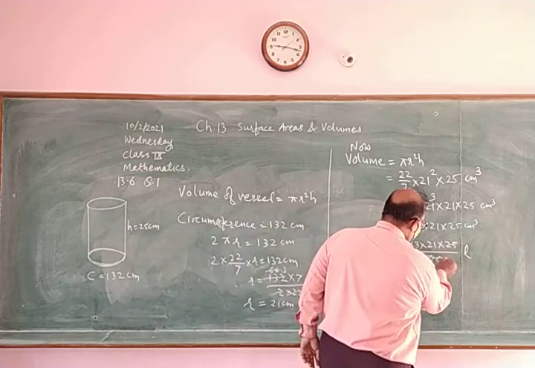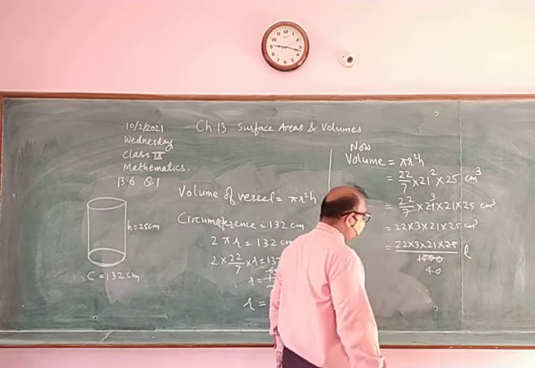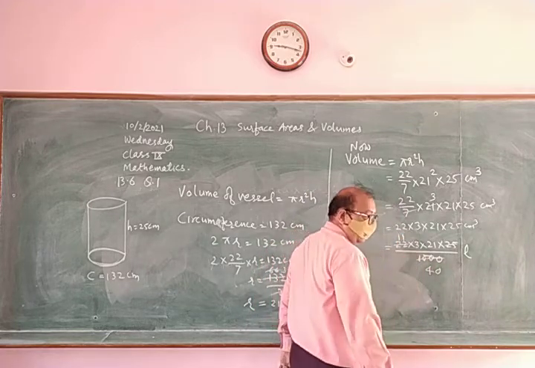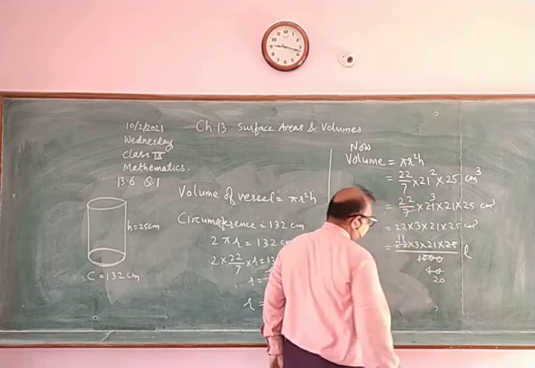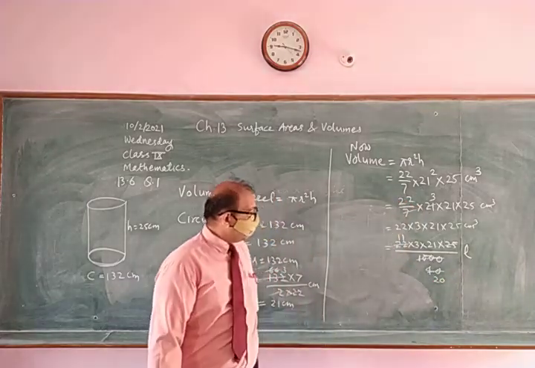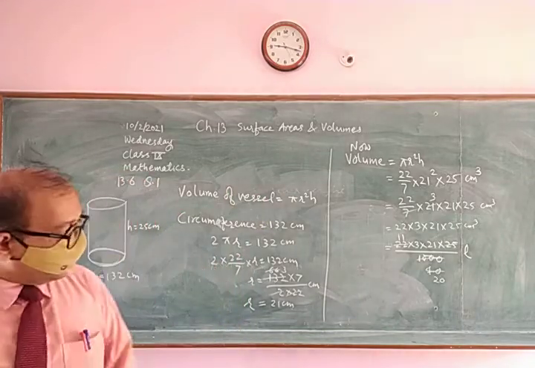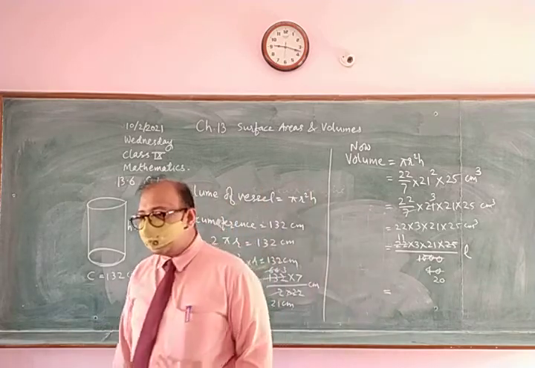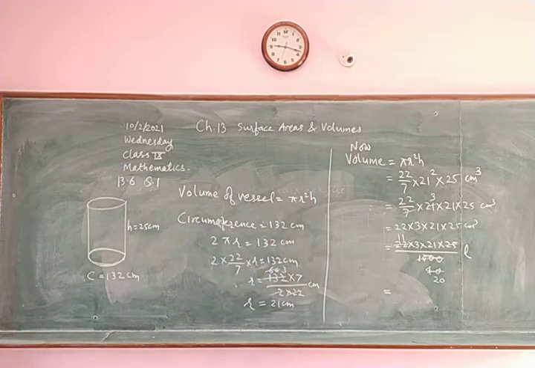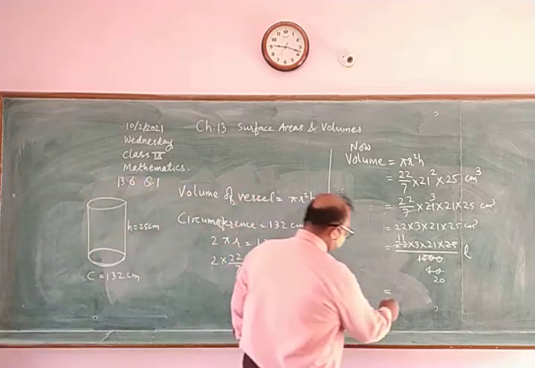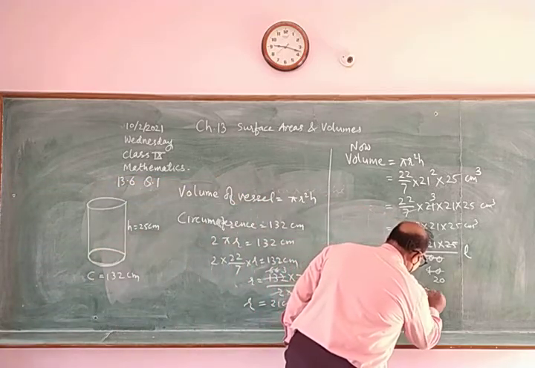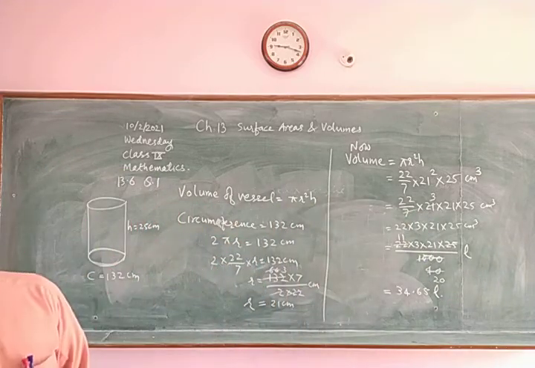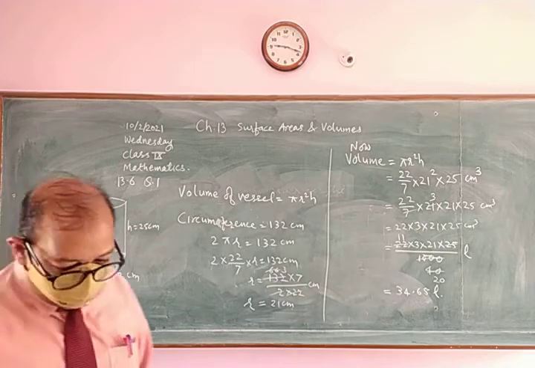So 25 4s are 100, and 2 20s are 40. So multiply it and divide it by 20. You will get the capacity as 34.65 liter. 34.65 liter water can be held by the cylindrical vessel. Clear? Okay. Now note it down.